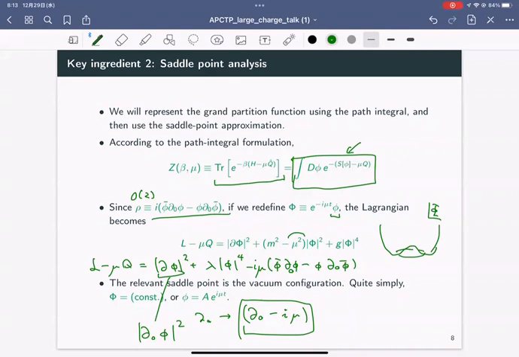And we can easily use a saddle point evaluation of the path integral, because at beta going to infinity, the relevant saddle point is the vacuum configuration of big phi. Quite simply, big phi is equal to a constant, because it's the minimum of the Mexican hat potential. And if you go back to the little phi field, it means that phi is equal to something times e^(i mu t). So mu is the chemical potential.